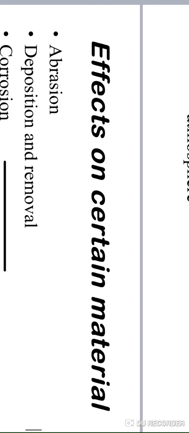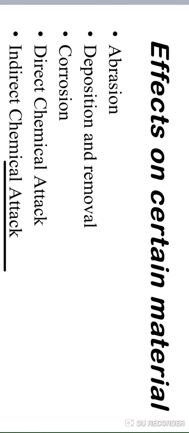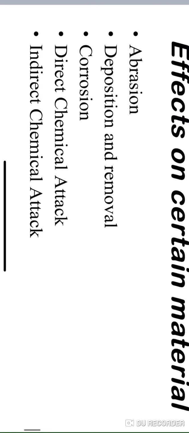First is the effects on certain materials. Certain materials means constructions, buildings, any kind of non-living thing available in the atmosphere. You may observe abrasion, deposition and removal, corrosion, direct chemical attack, indirect chemical attack, discoloration, and weakening of the structure in the materials. That will be the effect of air pollutants. You might have understood.